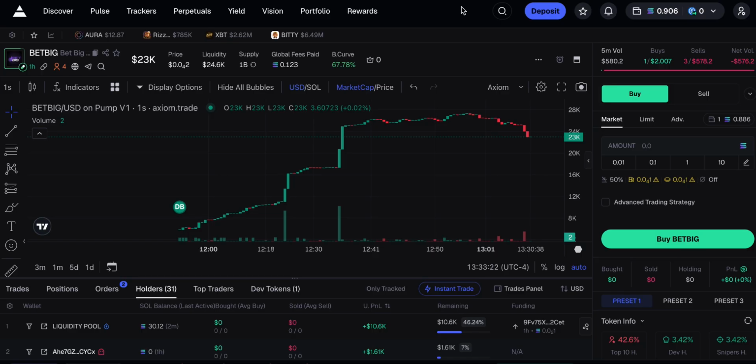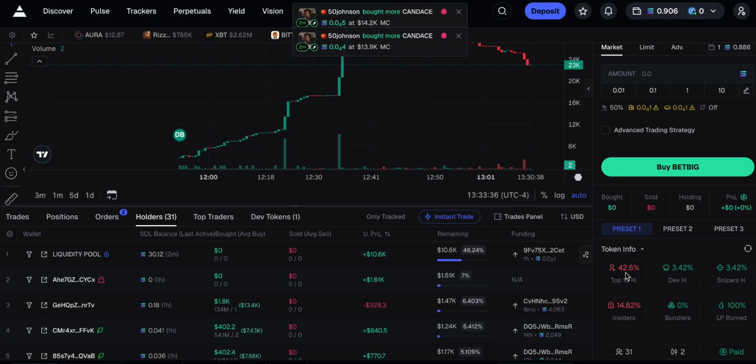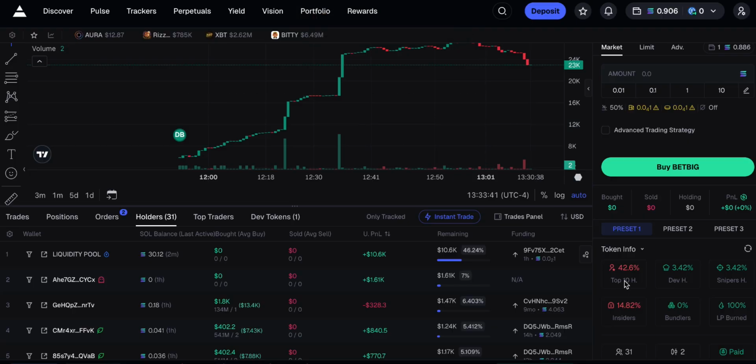away from, and I only buy into those coins if the narrative is really good and there's a lot of buy pressure on that coin. Or else I try and stay away from coins where the top holder is holding 3%. So as you could see over here on Axiom, it shows that the top 10 holders is holding 42.6%, which is absolutely ridiculous, because in a coin with 31 holders, 10 of them should not be holding 42% of the supply. That just doesn't make any sense whatsoever.